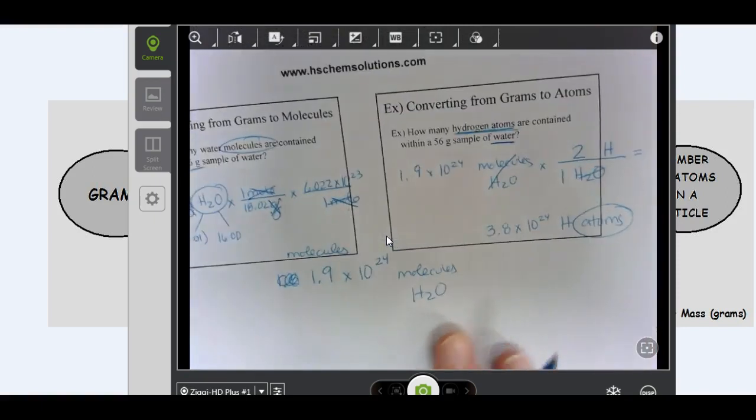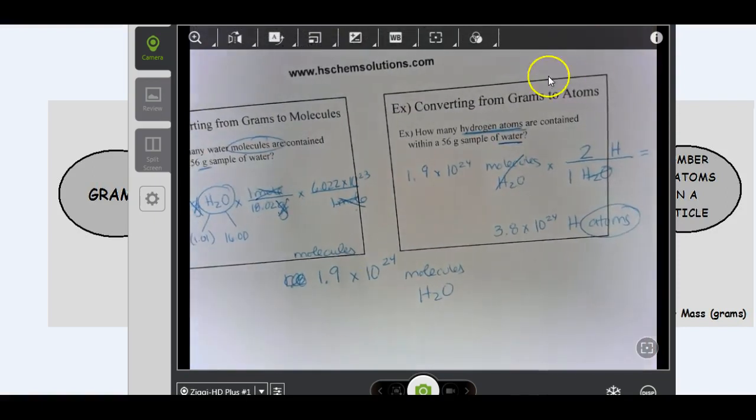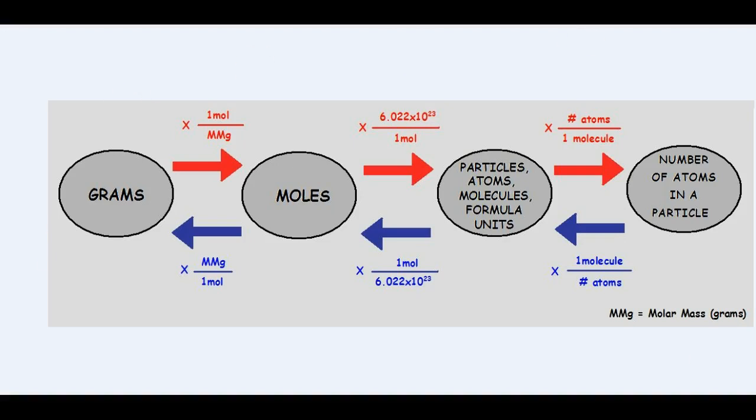Alright, so there's an example of kind of each type. As you work, keep referring back to your mole map. Okay, figure out where you're starting and where you need to get to so you'll know what steps to take.